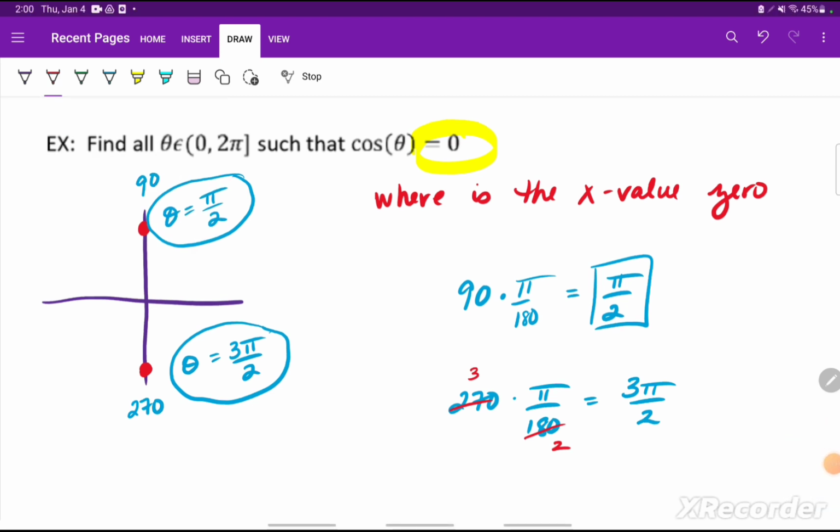Finding trig values off the unit circle is very important. And then this here, finding angles given a specific trig value, is going to become very important to us when we solve trigonometric equations later in the course. So I can't stress it enough. Practice, practice, practice this.